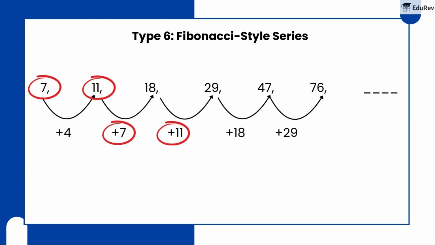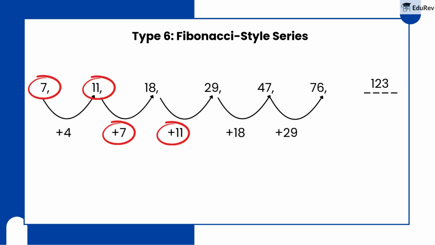The difference between 11 and 18 is 7, which is the first term. The difference between 18 and 29 is 11, which is the second term. The difference between 29 and 47 is 18, which is the third term. This means that to get any term, you simply add the two previous terms together. This is a Fibonacci-style sequence. To find the next term, we just add the last two terms. 47 plus 76 equals 123. The next term is 123, which is option B.